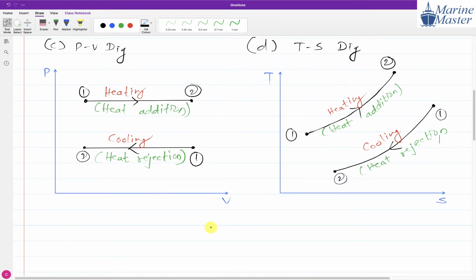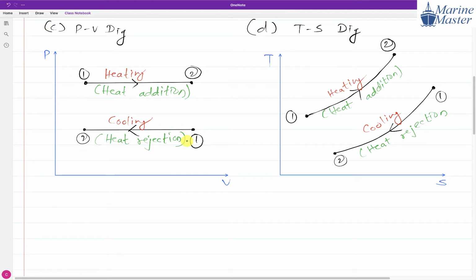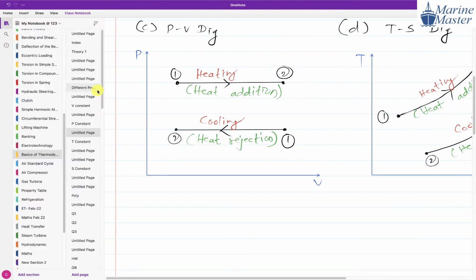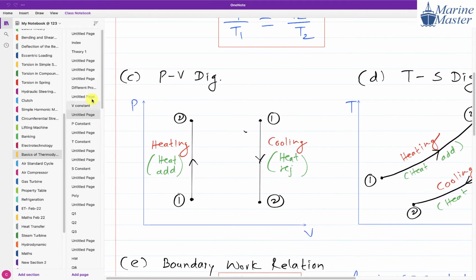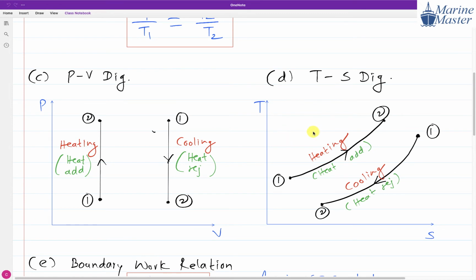So this is our PV and TS diagram. Now just observe the scenario. If you remember our discussion from the last lecture, we have seen a similar PV and TS diagram for the constant volume process also.